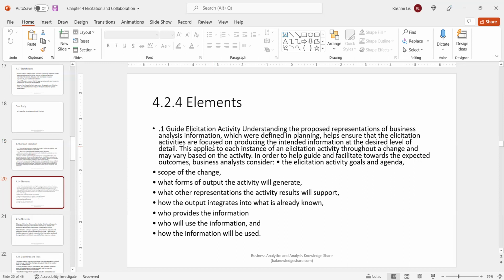In order to help guide and facilitate towards the expected outcomes, business analysts consider the elicitation activity goals and agenda, scope of the change, what forms of output the activity will generate, what other representations the activity results will support, how the output integrates into what is already known, who provides the information, who will use the information, and how the information will be used.